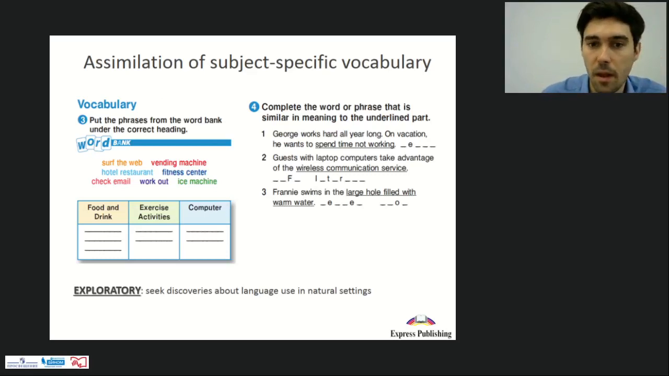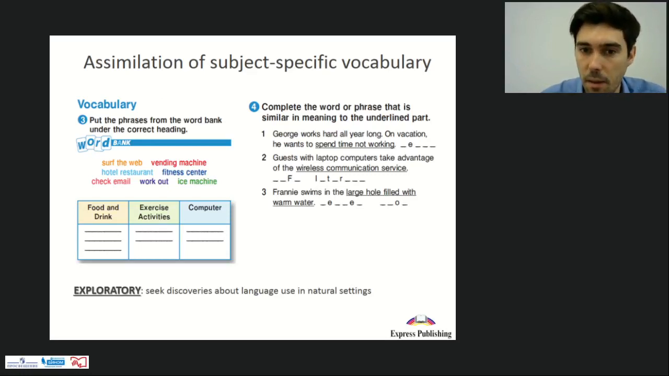In exercise 4, we have an activity where students try to define the new vocabulary using definitions. If we look at example 1, George works hard all year long. On vacation, he wants to spend time not working. So here we would have a word like relaxation or something like that. So the students will be using the topic-specific vocabulary with the definitions in a more meaningful way. It helps them to acquire the language rather than just memorizing it. It allows them to internalize it in meaningful ways.